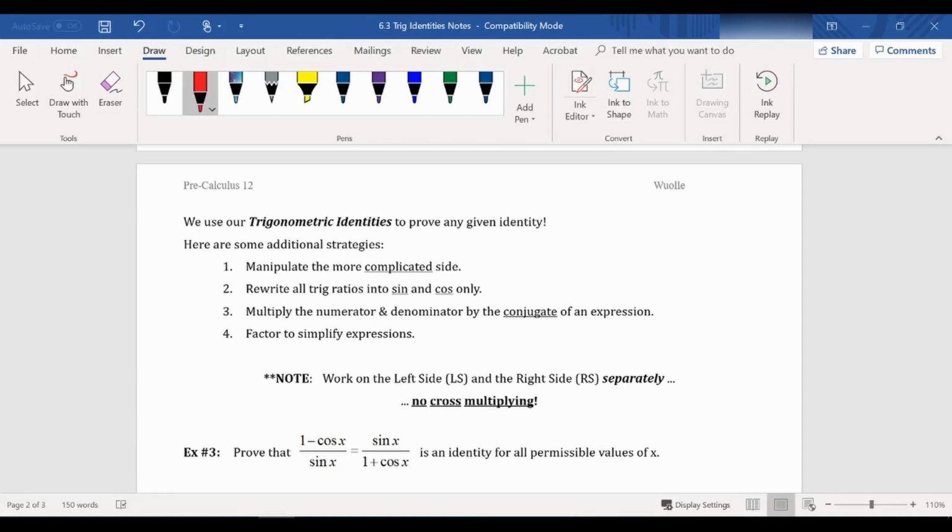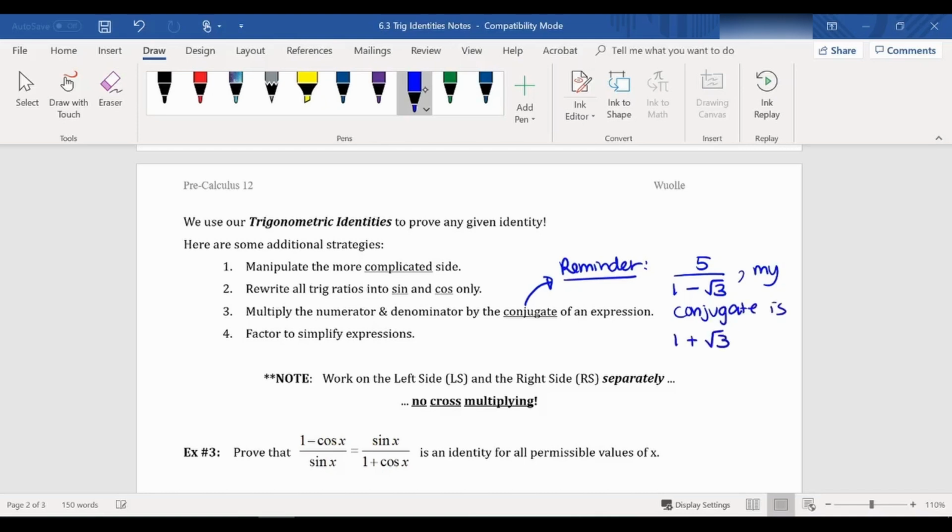So we have two other tactics here we can use, which I'm going to show you in the remaining two examples. One of the options is to multiply the numerator and denominator by the conjugate. Now, a reminder, if I have something like 5 over 1 minus root 3, my conjugate is 1 plus root 3.